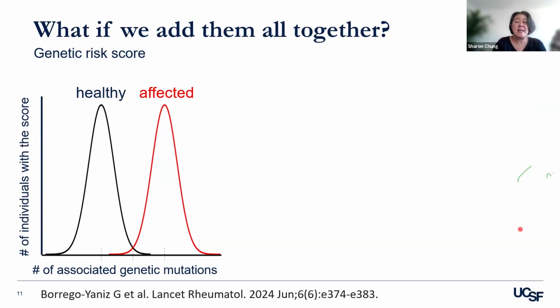And what we would love to see is what's shown here on the graph on the left. So let's say we develop this genetic risk score where we add up the number of different associated genetic mutations somebody has. It would be great if we saw that people who don't have giant cell arteritis have a much lower score than people who do have giant cell arteritis, who would have a much higher score. And we could use this genetic risk score to help diagnose patients. This is the ideal world on the left.